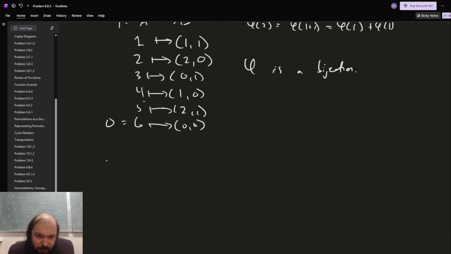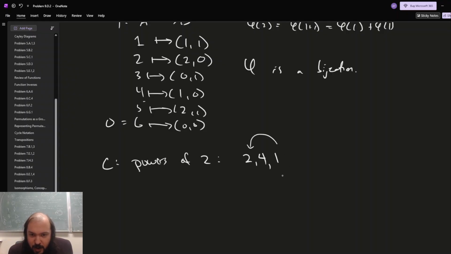So let's look. What are the powers of 2 in this group? We have 2, we have 4, and then 8, but 8 mod 7 is 1. And then we loop around. And so 2 doesn't do it. What about the powers of 3? We have 3, and then 3 times 3 is 9, which is 2 in this group. 2 times 3 is 6.